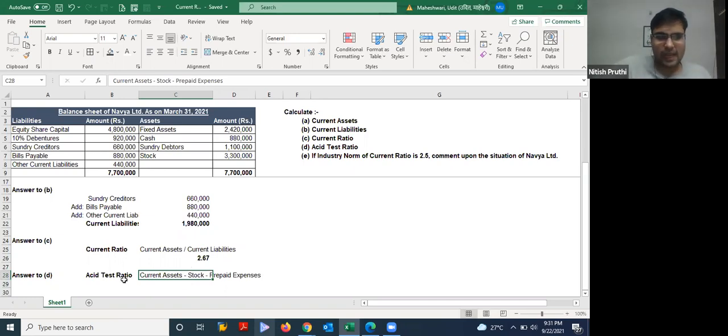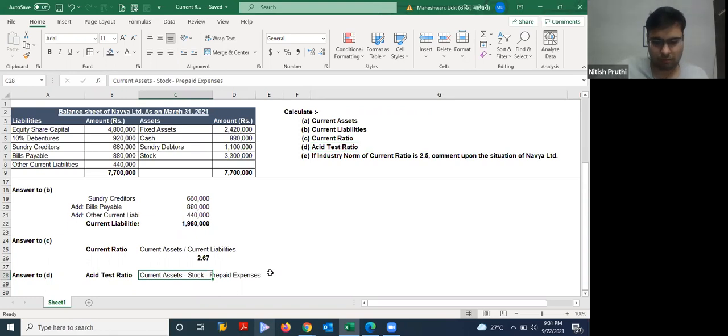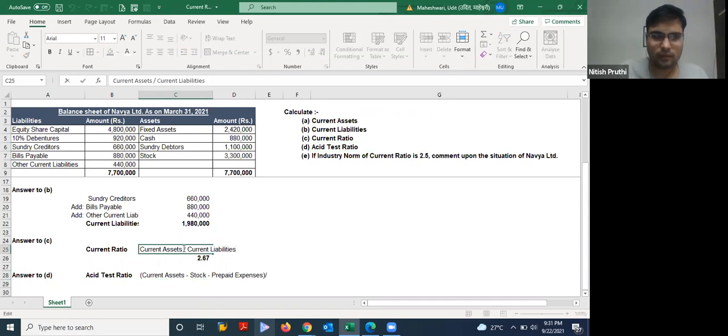Okay, asset test ratio is also known as quick ratio. So either it may be asked as asset test ratio or it may be asked as quick ratio. So we generally say quick assets upon current liabilities. So quick assets means current assets minus stock minus prepaid expenses. And here we divide it by current liabilities.